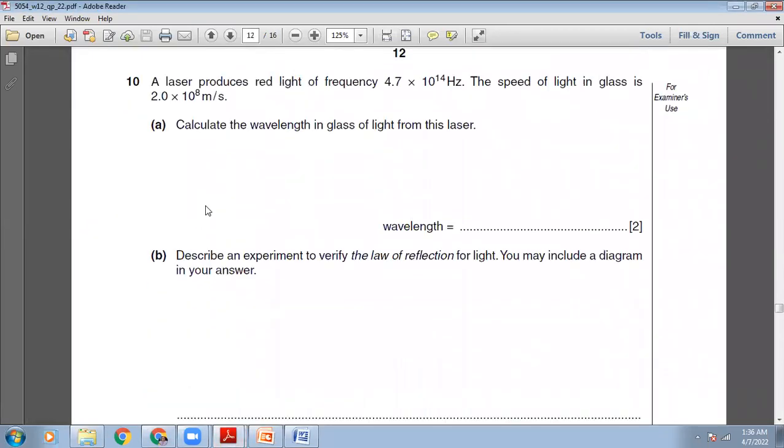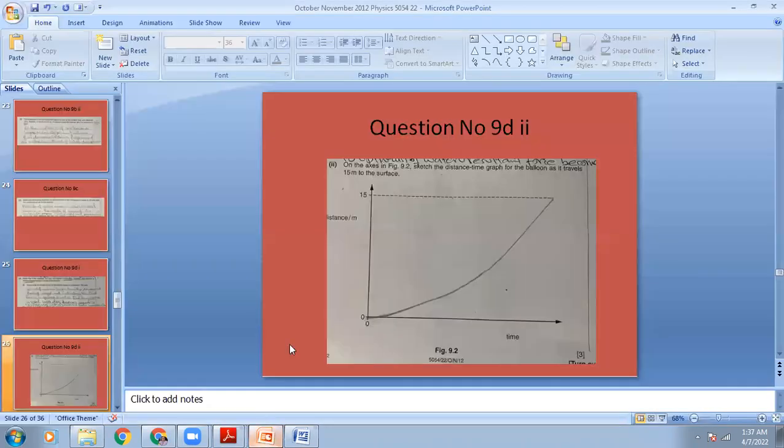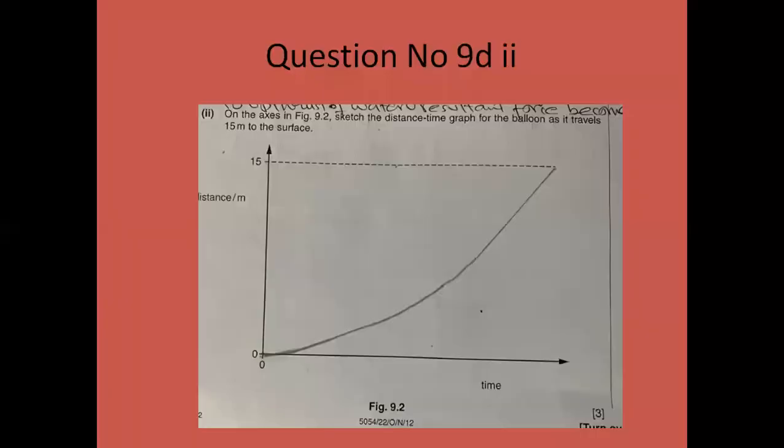The next question is question number 10. A laser produces red light of frequency 4.7 × 10^14 hertz. The speed of the light in the glass is 2 × 10^8 meter per second. Calculate the wavelength in the glass of the light from this laser. V equals f lambda, and we know the values, so we can very easily find the value of lambda.